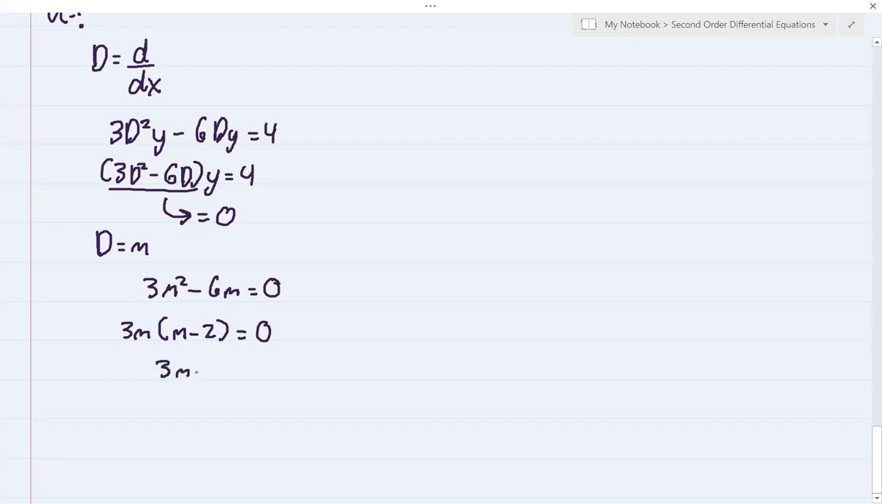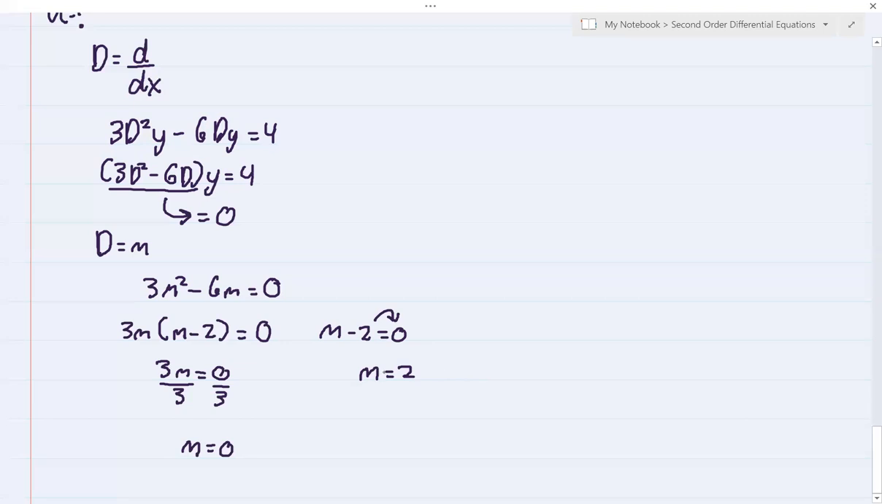So let's find your m values. So your m here, 3m is equal to 0. So divide both sides by 3. We will have m as 0. And here we have m minus 2 equated to 0. Transpose negative 2 to the right will make it into positive 2. So we have m is equal to 2.